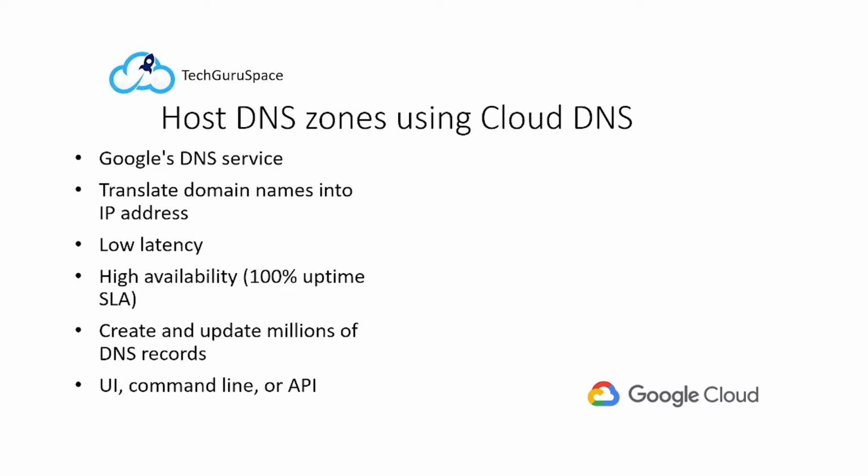Cloud DNS uses Google's global network of anycast name servers to serve your DNS zones from redundant locations across the world, providing lower latency and high availability for your users. High availability is very important because if you can't look up a domain name, the internet might as well be down. That's why Google Cloud offers a 100% uptime service level agreement, or SLA, for domains configured in Cloud DNS. Cloud DNS lets you create and update millions of DNS records without the burden of managing your own DNS servers and software.